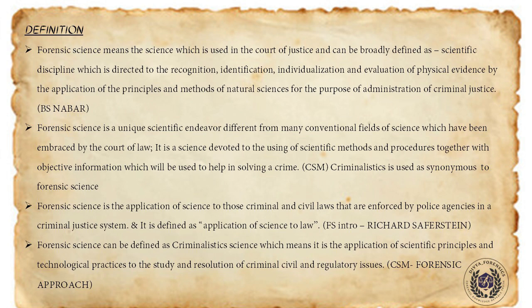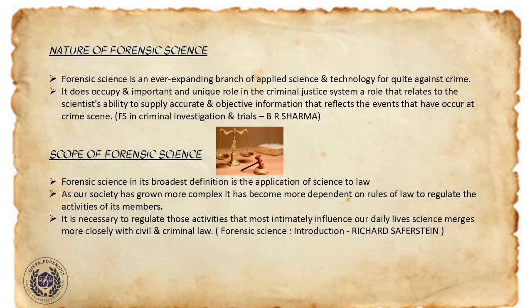This includes identifying, analyzing, and evaluating physical evidence found at crime scenes. It is also called criminalistics. In simple terms, forensic science is nothing but applying science to solve crimes. Coming to the nature of forensic science, it is an applied science that helps to fight crimes. Its main purpose is to provide accurate and objective scientific information to the court. Forensic scientists help to recreate what happened at a crime scene using scientific evidence.